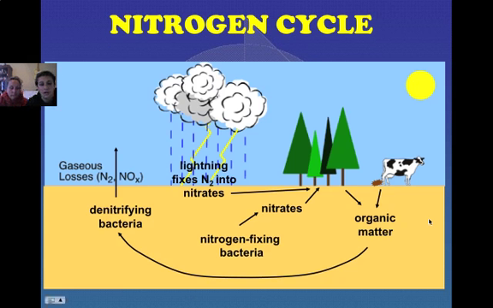Okay, this is just showing you the nitrogen cycle. You can see here lightning actually fixes nitrogen gas into nitrates. Nitrates can actually be used by plants. Organic matter actually decomposes, which is part of the nitrogen cycle. Nitrogen-fixing bacteria actually fix this into nitrates in order for them to be used. And then we also have denitrifying bacteria, meaning that it is taking out the nitrogen. So we have gaseous losses of N2, which is the nitrogen gas, and then NOx would be our nitrates.